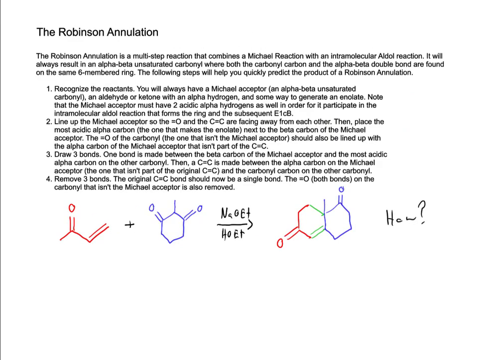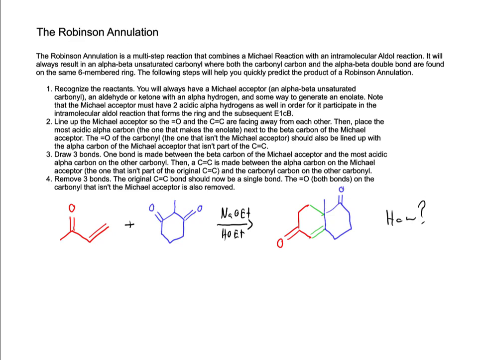The Robinson annulation is a multi-step reaction that combines a Michael reaction with an intramolecular aldol reaction. And what happens is it will always result in an alpha-beta unsaturated carbonyl, where both the carbonyl carbon and the alpha-beta double bond are found in the same 6-membered ring. Rather than show the entire mechanism, I'm going to show you the quick way to get to the product of a Robinson annulation.